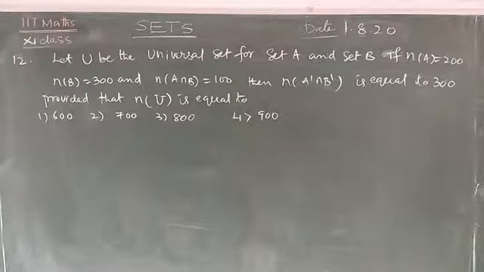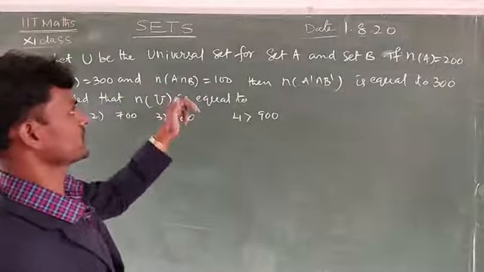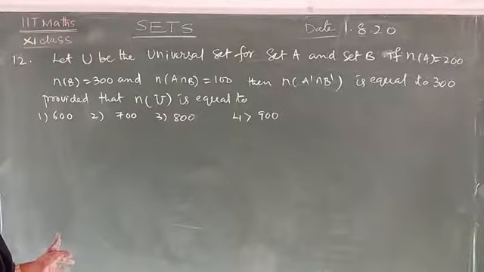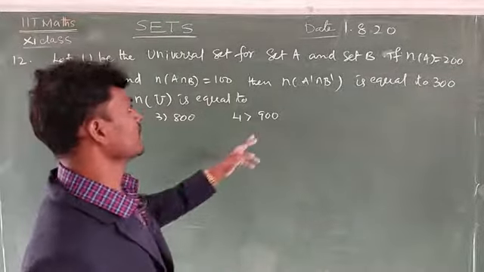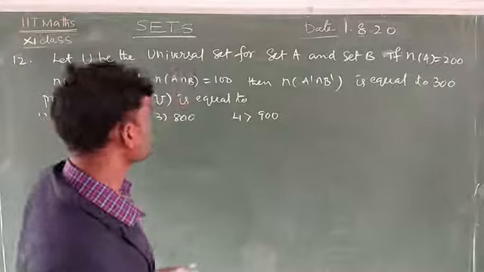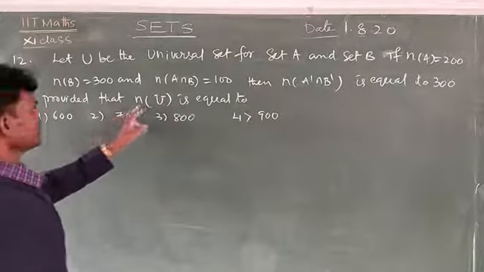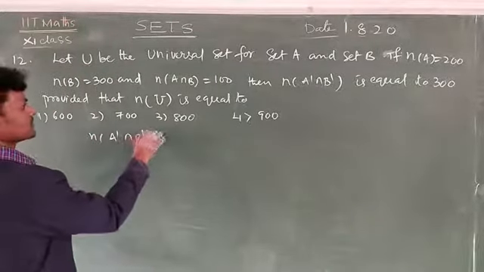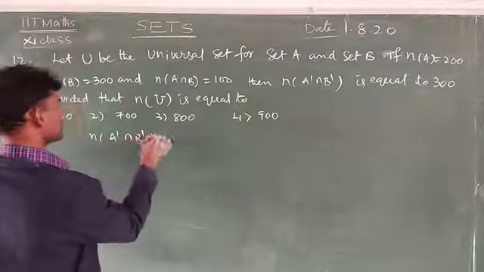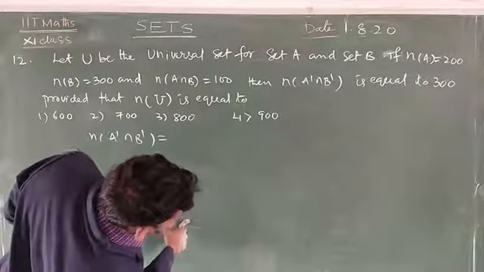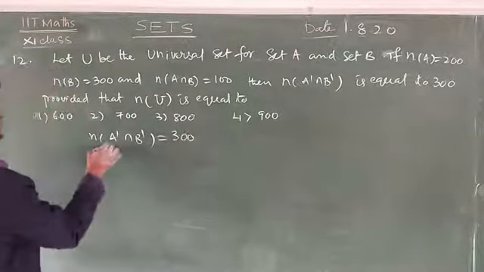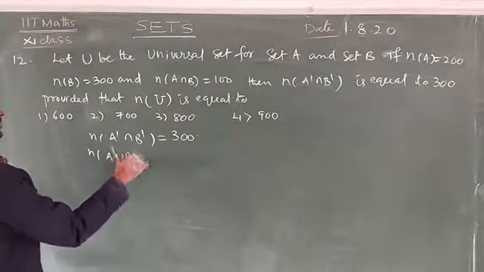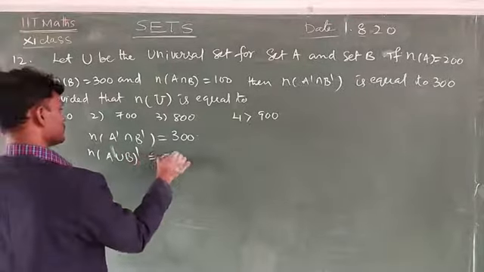Now the 12th question. Let mu be the universal set for the set A and set B, and n of A is equal to 200, n of B is equal to 300, and n of A intersection B is equal to 100. Then n of A dash intersection B dash is equal to 300. Now this is rewritten as n of (A union B) whole dash is equal to 300.